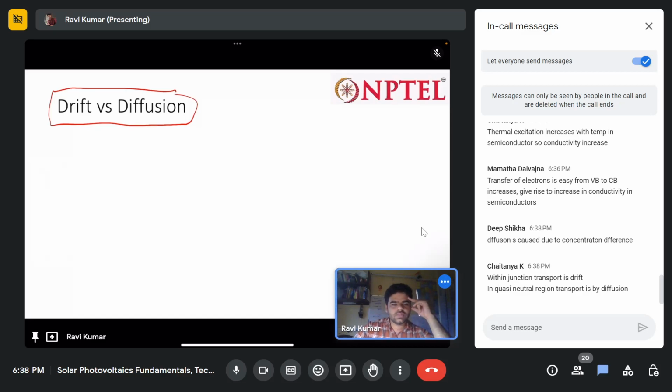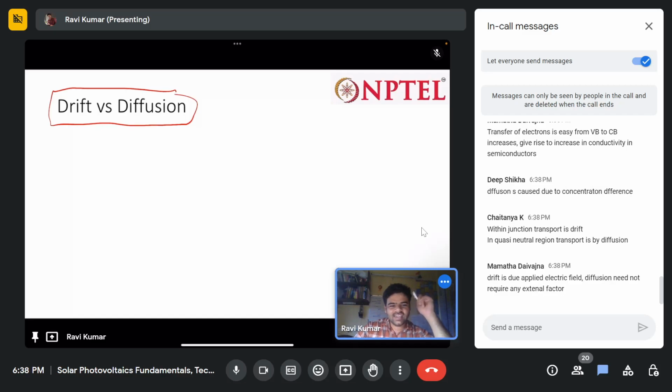Within the junction, transport is drift, and in the quasi-neutral region, transport is by diffusion. Drift is due to an applied electric field. Diffusion need not require any external factor. Mamta, you are right, but it does require something, and that is the difference in concentration. So we can say concentration gradient. In case of drift, there is an electric field, and in case of diffusion, it is a concentration gradient.